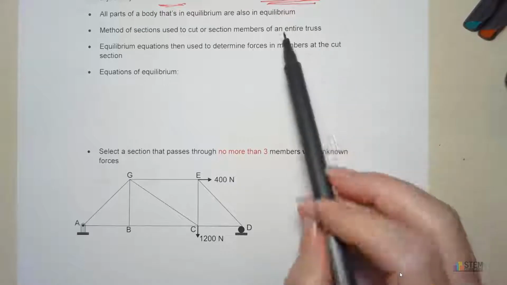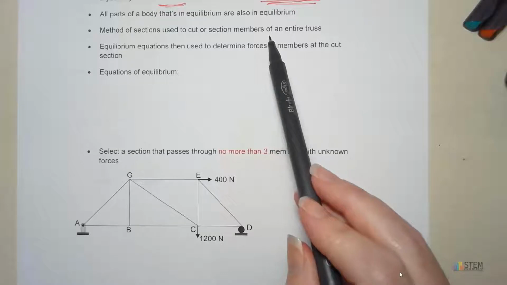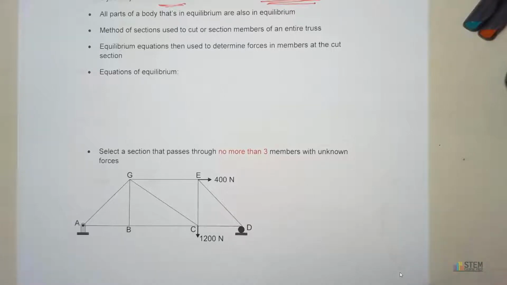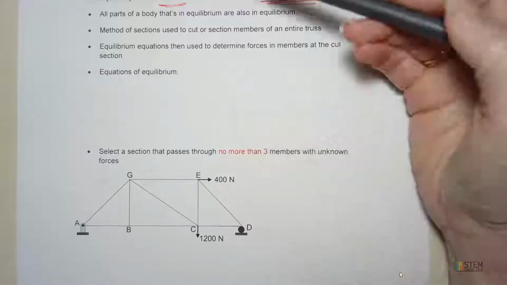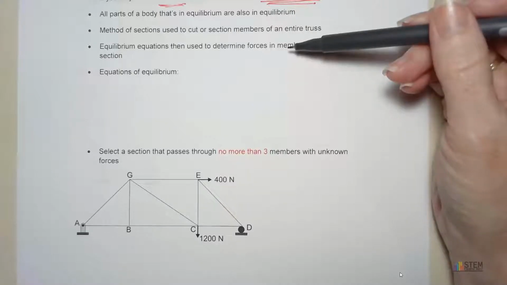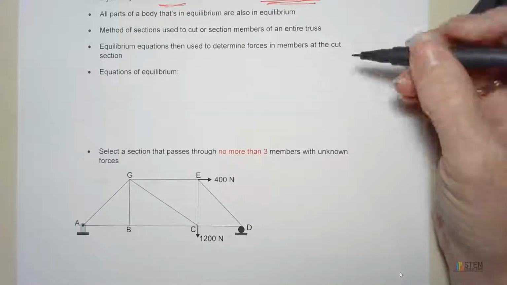So what we're going to do with method of sections is we're going to cut or section members of our truss. Essentially, we'll be cutting our trusses in half, and then we're going to look at each side, for example. So you're not going to have to go through and analyze all of the different joints like we did in the last section with method of joints. Now once we go through and section our trusses, then we're going to use our equilibrium equations to find the forces in the members at the cut section. All right, so it's actually really pretty simple and straightforward.